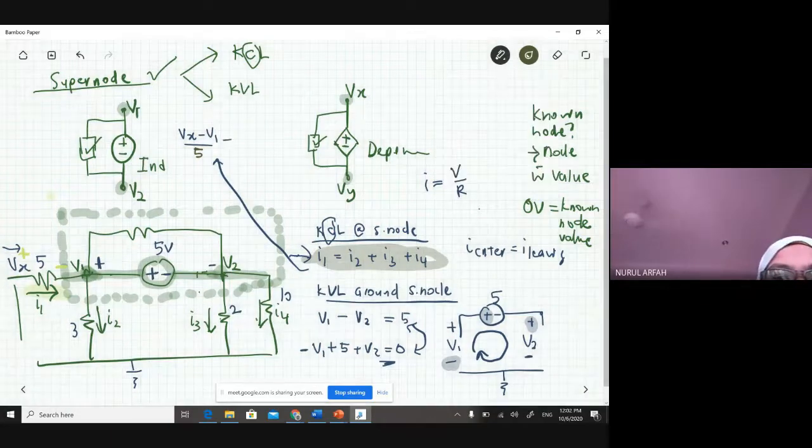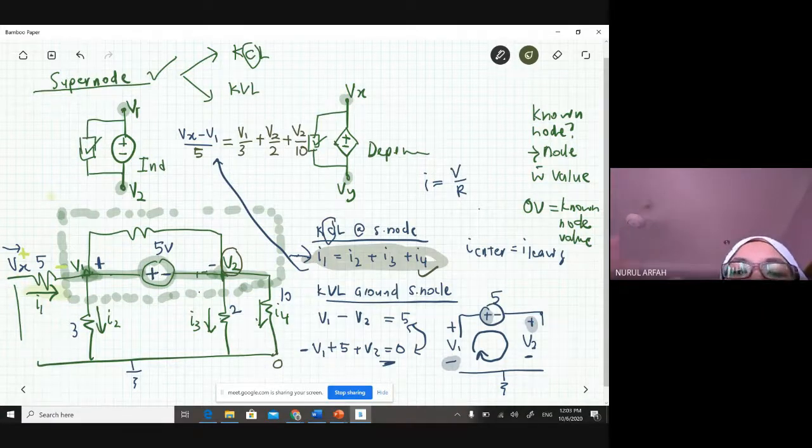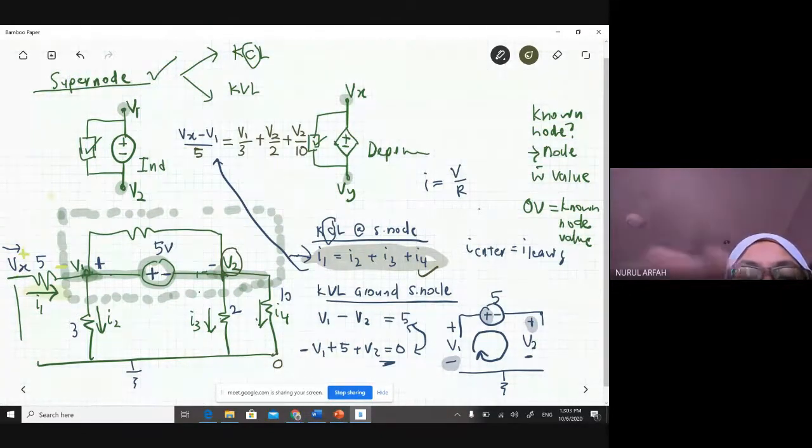And then look at this equation down here. So equal to, what is I2? V1 over 3. And then what is I3? I3 equal to V2 divided by 2. And then plus, what is I4? I4 is V2 minus 0 here divided by 10. Okay, V2 minus 0 divided by 10. But the 0 you don't need to write. So just ignore the 0, then okay.